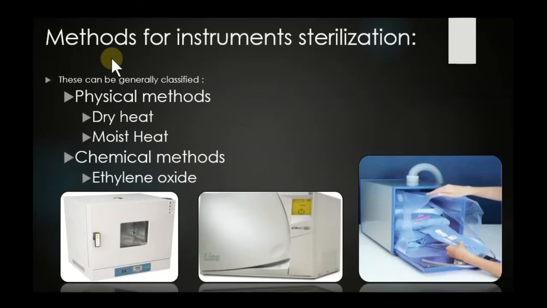There are different methods that we can use for instrument sterilization. In general, they can be classified either into physical methods or chemical methods. A physical method can utilize, for example, heat for sterilization, and can use either dry heat or moist heat. Chemical sterilization, on the other hand, can use special chemical compounds. For example, in this instance, we have the ethylene oxide gas.